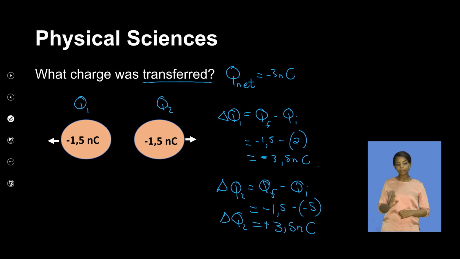And when you compare the change of charge of Q1 versus that of Q2, it is of the same magnitude, just that one became more negative by gaining while the other one became more positive by losing, right?